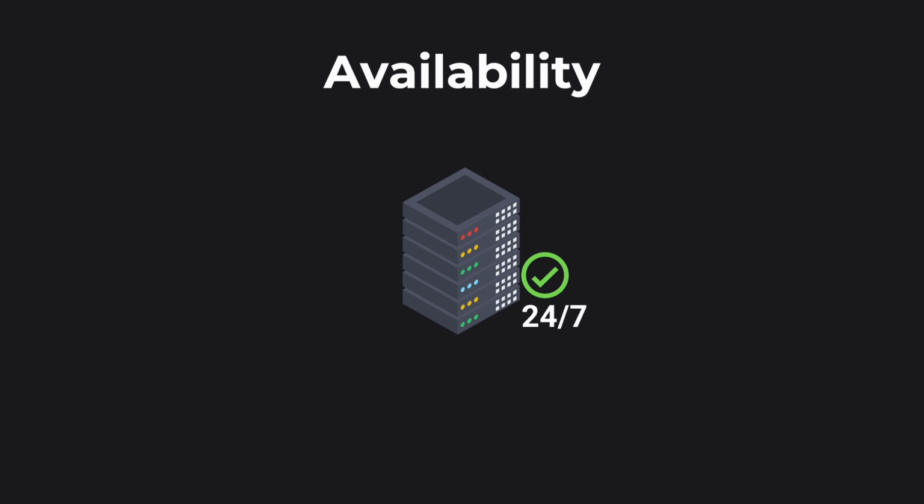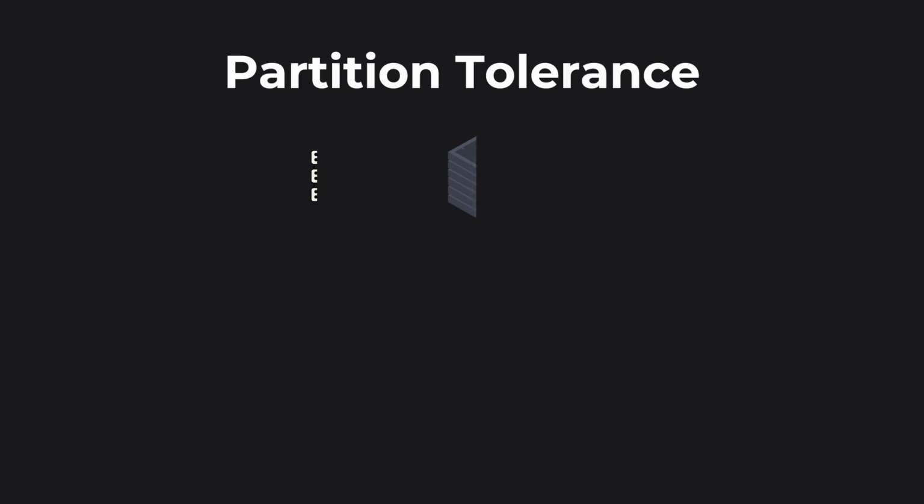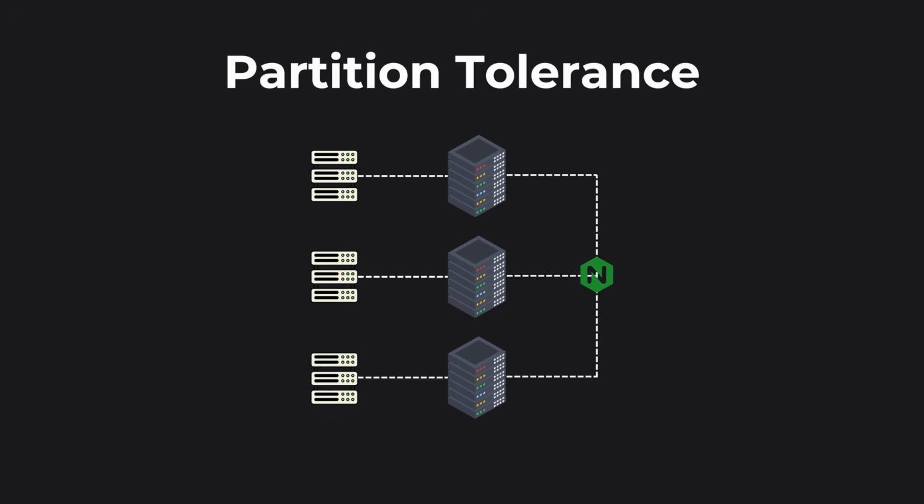Availability means that the system is always operational and responsive to requests, regardless of what might be happening behind the scenes. Like a reliable online store, no matter when you visit, it's always open and ready to take your order. And partition tolerance refers to the system's ability to continue functioning even when a network partition occurs, meaning if there is a disruption in communication between nodes, the system still works. It's like having a group chat where even if one person loses connection, the rest of the group can continue chatting.